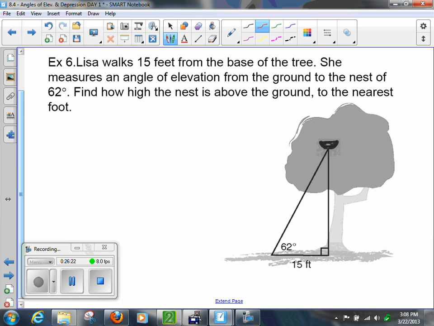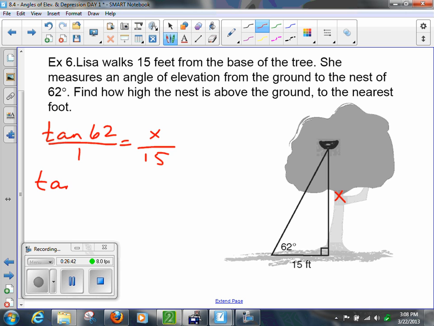Where is my X? Is it the tree or the hypotenuse? It's the tree. And again, what are we going to have to use? Tangent of 62 over 1 is equal to x over 15. How many of you had that proportion? Rock on. Here we go.